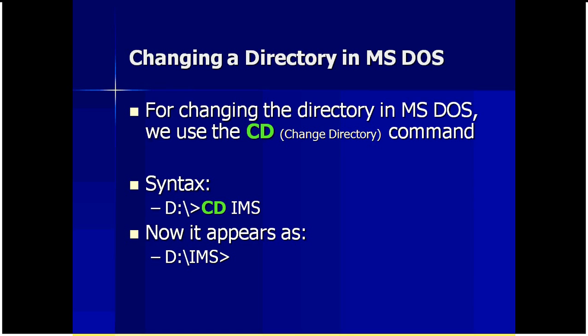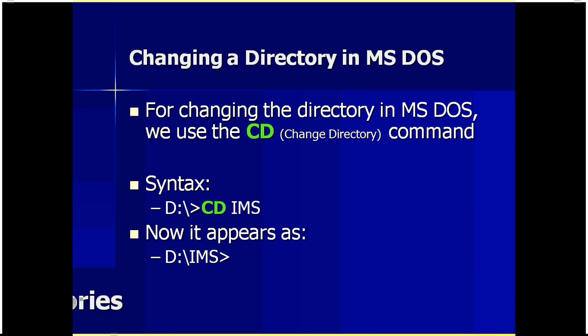If you want to change a directory, then the command is cd. C is change, d means directory: change directory. The command name is cd and the directory name is ims. Now go to the next.